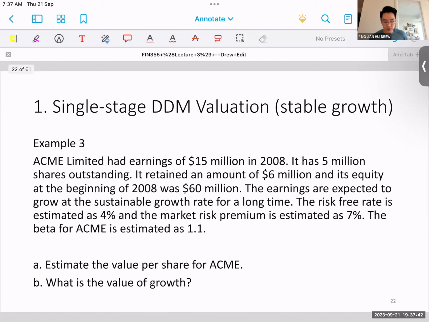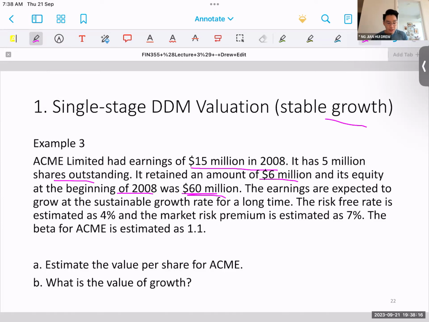So we do have one more question here, again for a stable growth. Now this one gives you a bit more detail, so it's not so straightforward. We have earnings of 15 million in 2008. It has 5 million shares outstanding. It retained an amount of 6 million, so we know the retained earnings for the year. And its equity at the beginning of 2018 is 60 million. So there's quite a bit of information really.